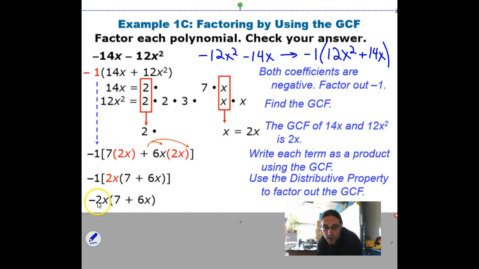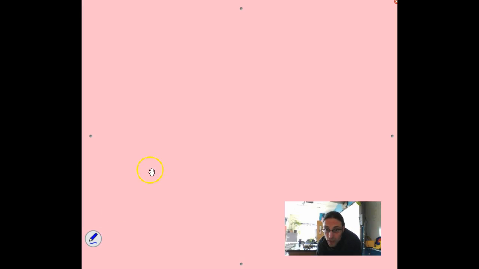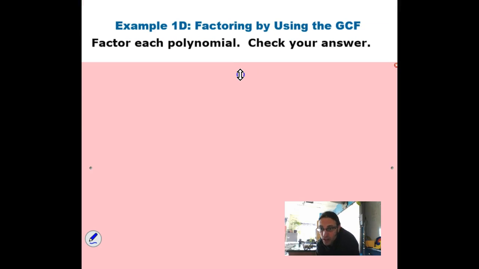So do me a favor, check your answer. If you multiply -2x by 7 plus 6x, do you get the original polynomial? And that's what this little caution is. When you factor out a -1 as the first step, be sure to include it in all the other steps as well.